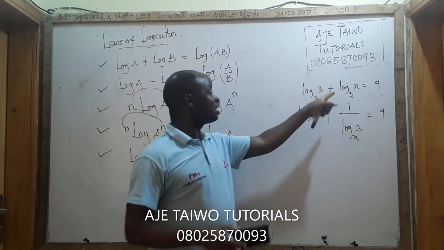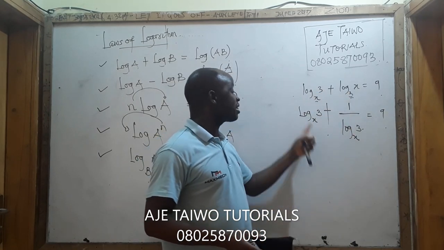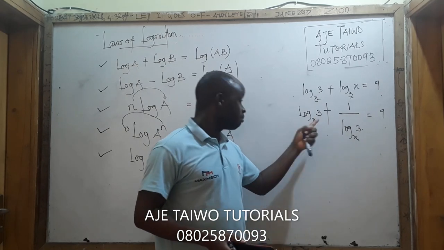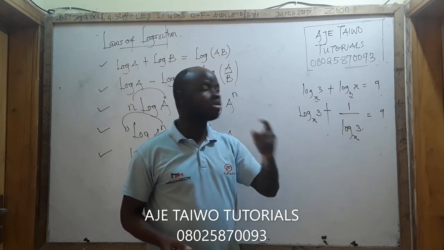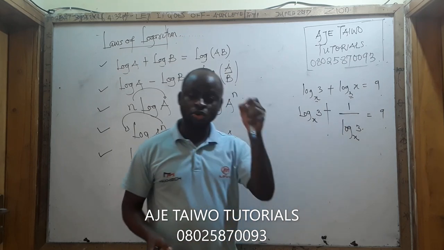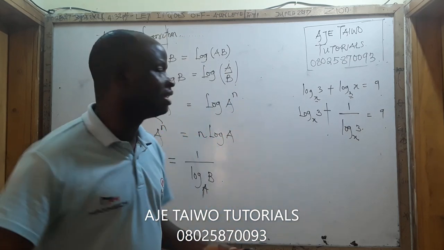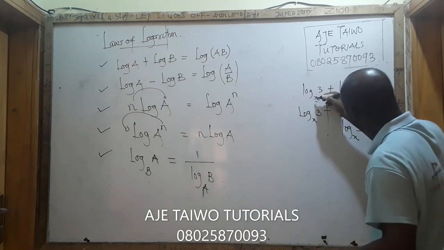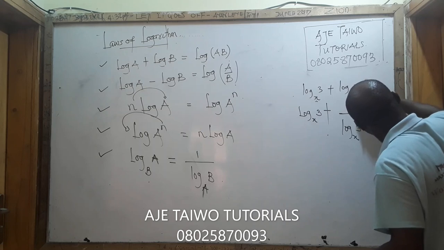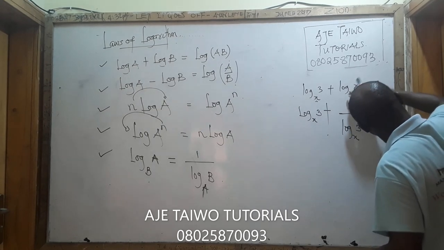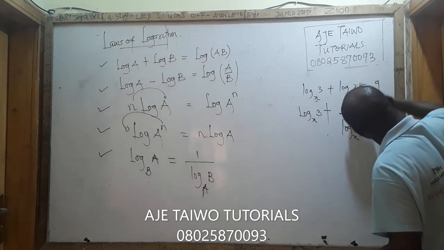If you want this X to come back here and maintain base X, do change of base. If you want them to be base 3, change one to the other. I want 3, X. 3 here also, 3 here also. I'll bring X here and put 3 here. When I do that, I'll say 1 over.